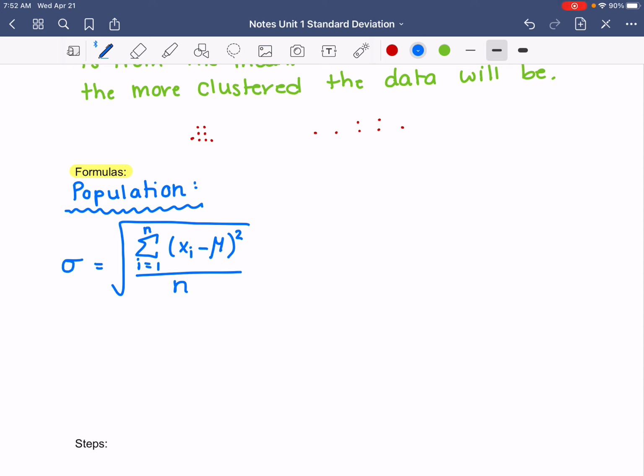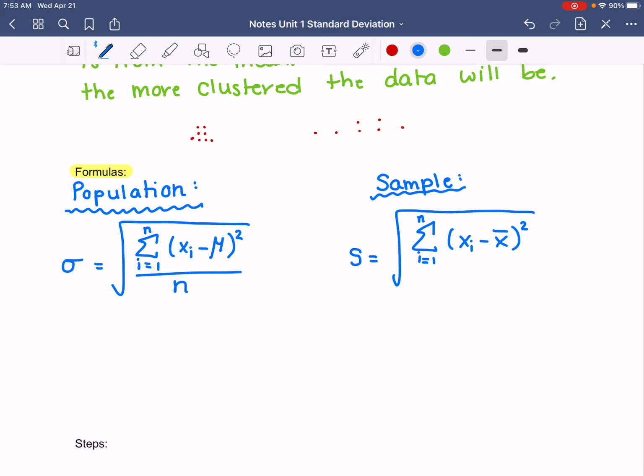And then the sample formula is going to look really similar. Sample is if I don't know all of the data. I take just a little piece. So I'm trying to find the standard deviation for period 5's test, but I only take 10 of the 35 students' tests. That would be a sample. So the formula looks similar except instead of sigma, you use the letter S. You still have that big square root with that Greek letter sigma, n over i equals 1. And then you still have x sub i, but it's minus x bar squared all over n minus 1, which is still under that radical.